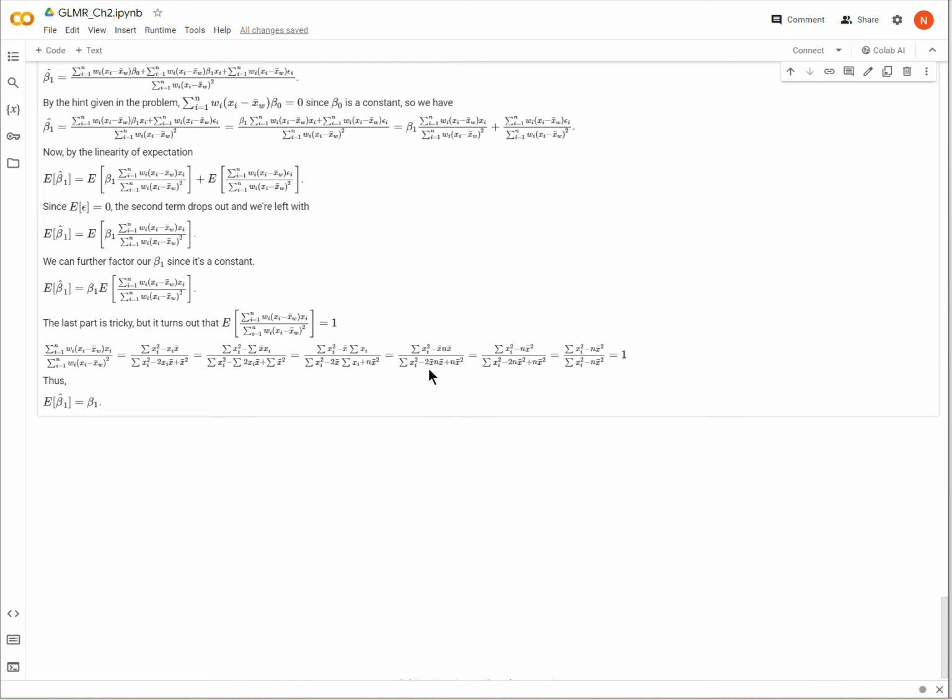Let's see what else. Yep, I have it again here: x bar times n x bar, so I can just write that as n x bar squared. Now in the denominator, I have 2 n x bar squareds, minus 2, and then plus 1, so I just have minus 1 n x bar squared. Now the numerator and the denominator are equal, and we have 1.